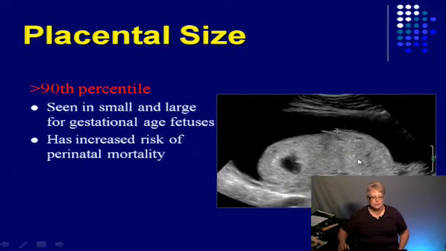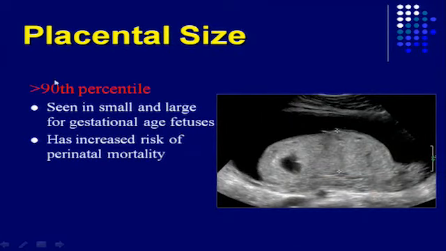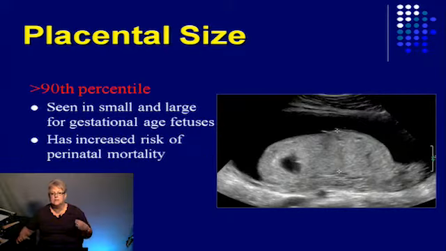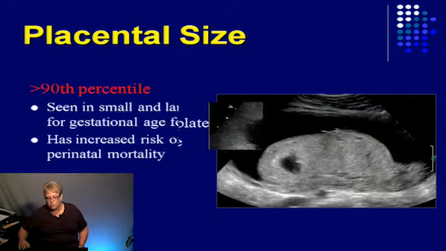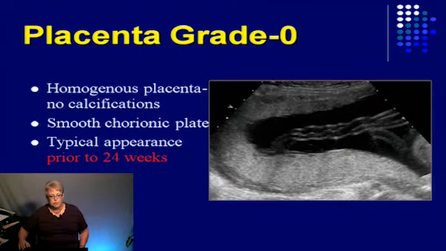So how thick is that placenta? If it's greater than the 90th percentile, the placenta size greater than the 90th percentile can be seen in small and large for gestational age fetus, and it has increased risk for perinatal mortality. So that's why we're looking at this. It's helping us to assess how often do I need to scan or look at this mom? Does she need to have testing with biophysical profiles and evaluation in the 3rd trimester?